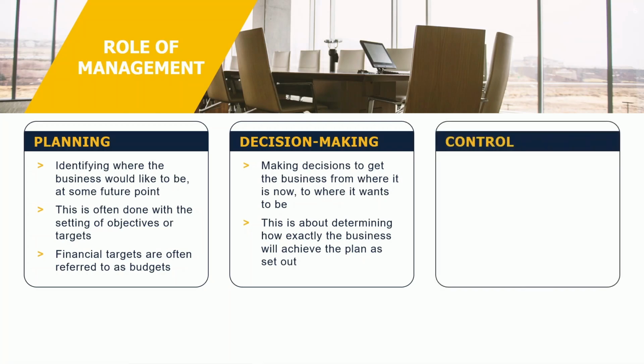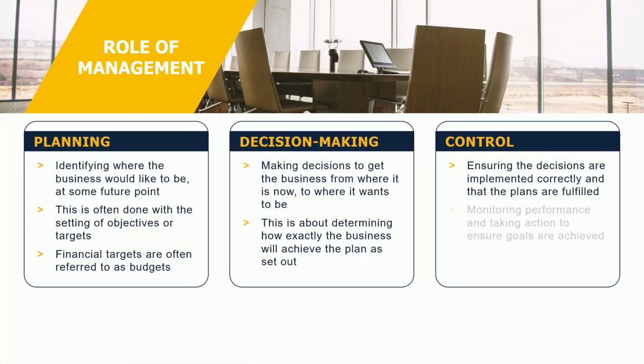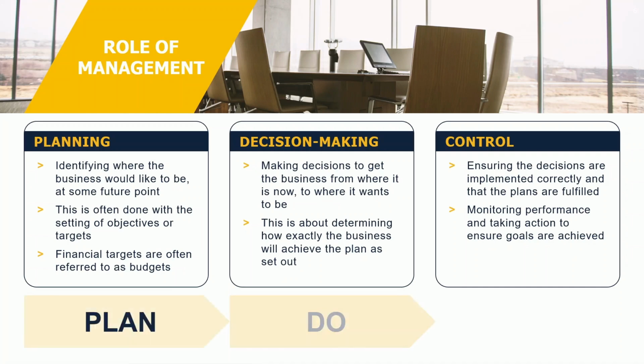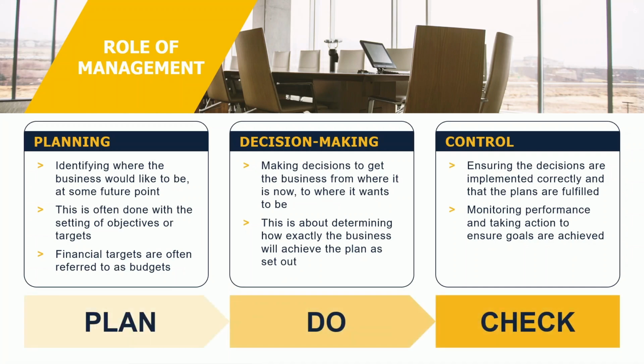The final element then for the role of management is control. Control then involves monitoring performance and taking corrective action to ensure then that goals are achieved. Decisions then are implemented correctly and plans are fulfilled. Monitoring then this performance will then ensure those goals are achieved. So if we plan, if we do, and if we check, then we'll achieve our objectives.